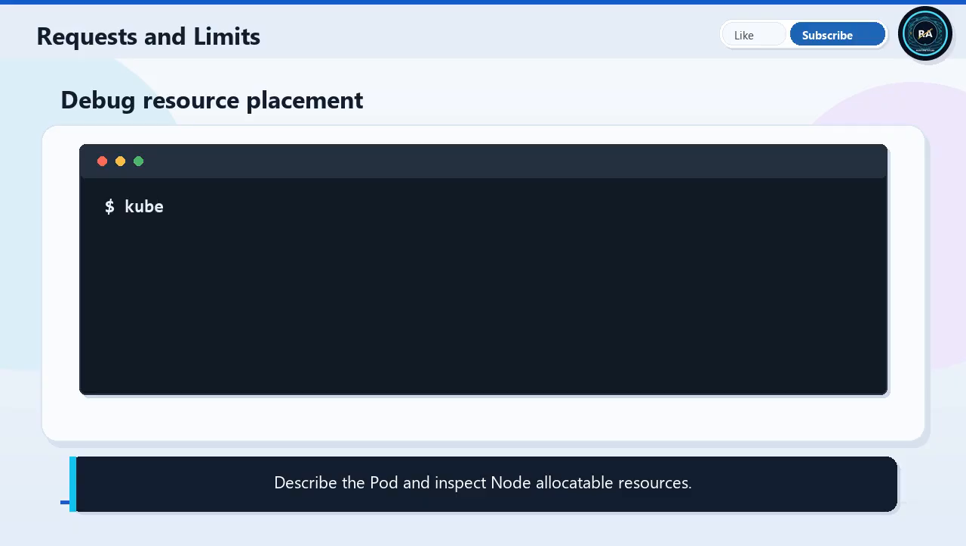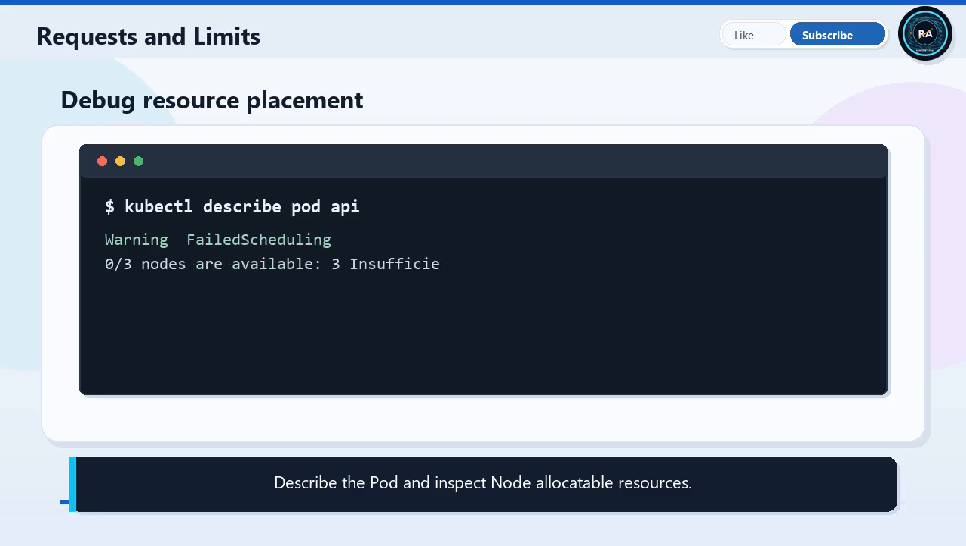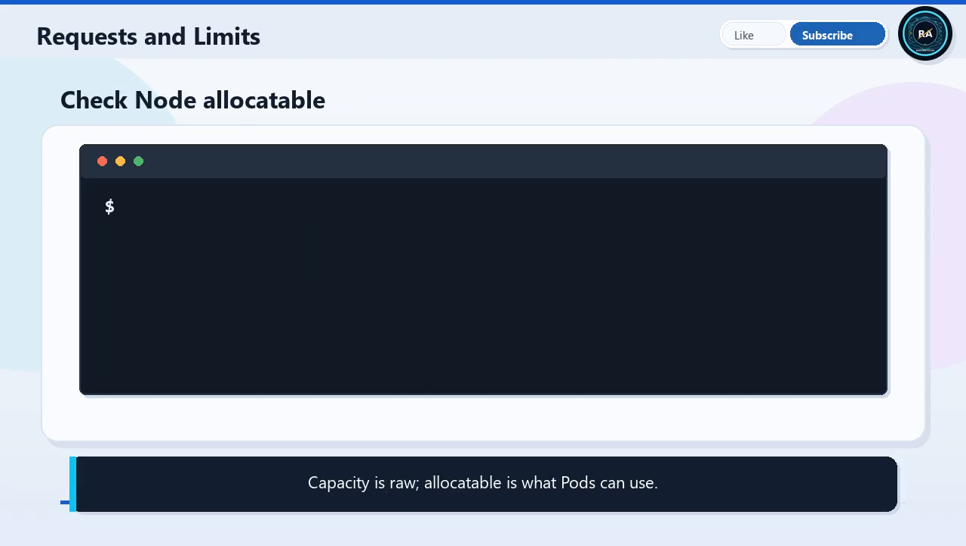When resource scheduling fails, start with describe pod. Look at the events section. The scheduler usually tells you whether CPU, memory, node affinity, taints, or another filter blocked placement. Then inspect the node. Capacity is the raw machine size. Allocatable subtracts what Kubernetes reserves for the system. Scheduling compares pod requests against allocatable, not raw capacity.